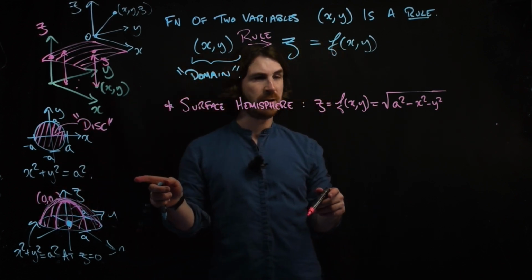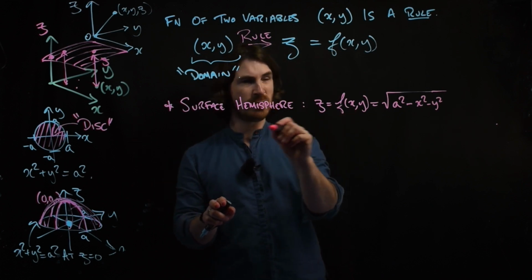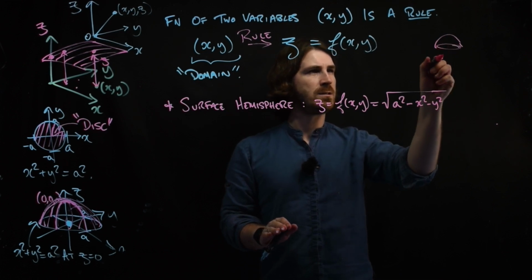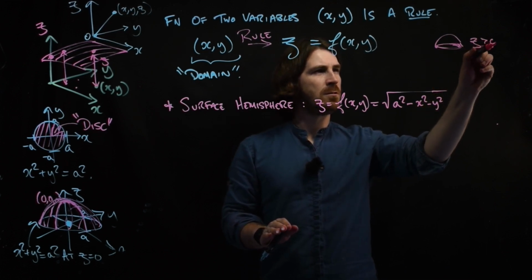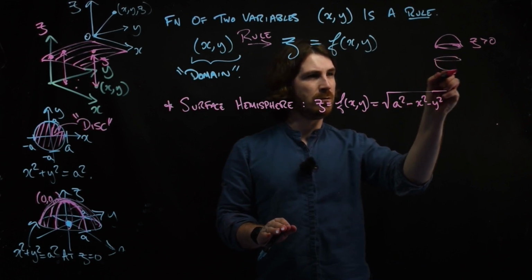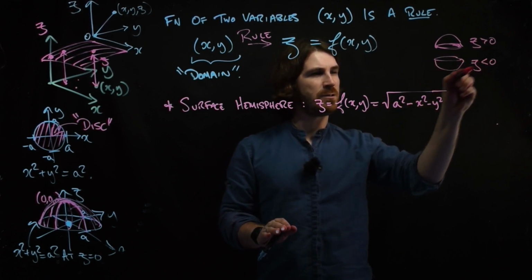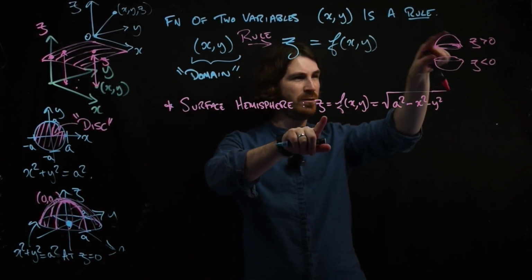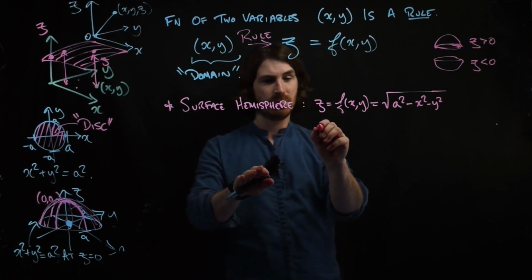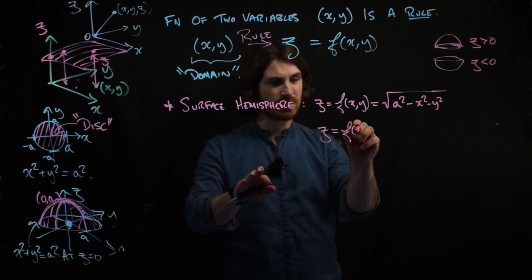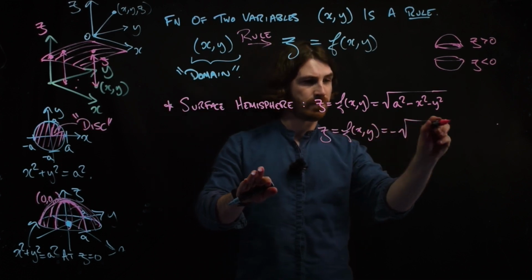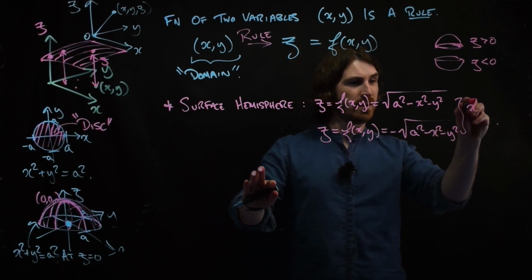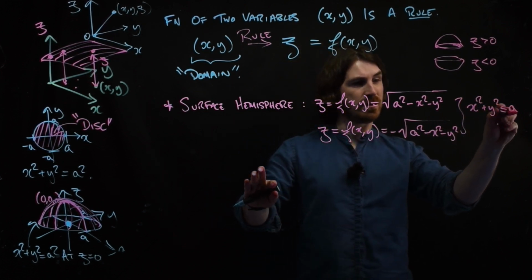If we want the full sphere, then we've got the dome, that's the z greater than 0 values. We will also want the bowl, the z less than 0 hemisphere. The z less than 0 is just the same thing but with a minus sign: minus the square root of a squared minus x squared minus y squared. And they both have the same domain: x squared plus y squared is less than a squared.